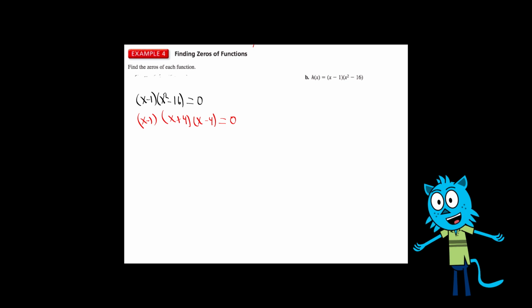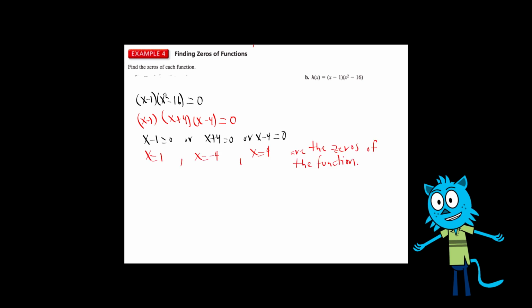And don't forget about that quantity x minus 1 at the very front. Set each of these terms equal to 0 and then solve. So we end up with x is equal to 1, negative 4, or 4. So this one here is not actually a quadratic, it's a cubic. Crosses the x-axis in 3 different places. So the zeros of the function are 1, negative 4, and 4.